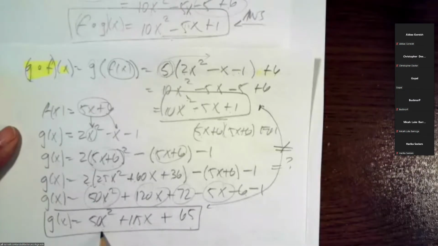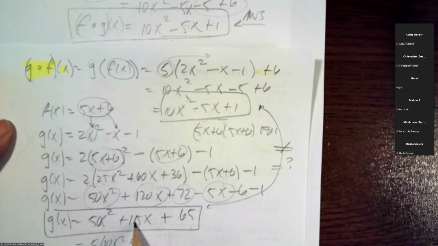If you want to factor that out, what are you going to get? You can factor out a 5 if you want. Factor out a 5 and you get what? 10x squared plus, what do I get here? 23 plus 13.